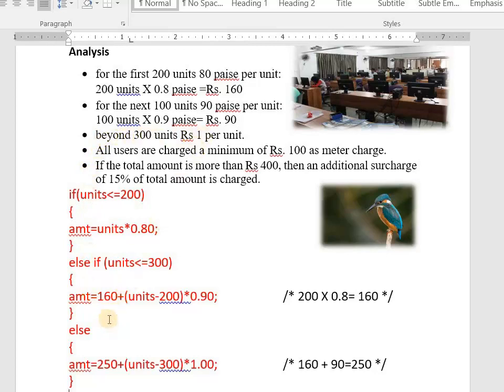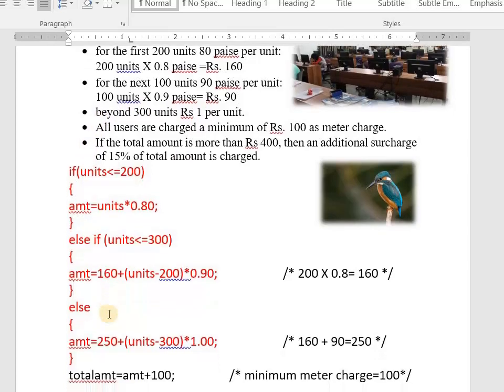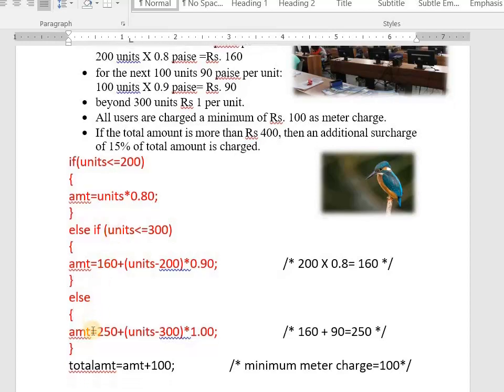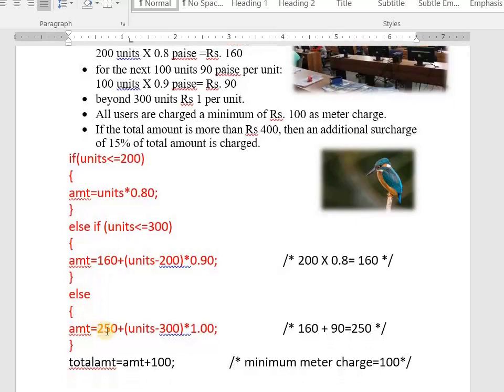Very good. Now assume that I entered 350. If you enter the number of units as 350, whether 350 is lesser than or equals to 200? No, it will not work. Is 350 lesser than or equals to 300? No, it will not work. Then the else part will come.